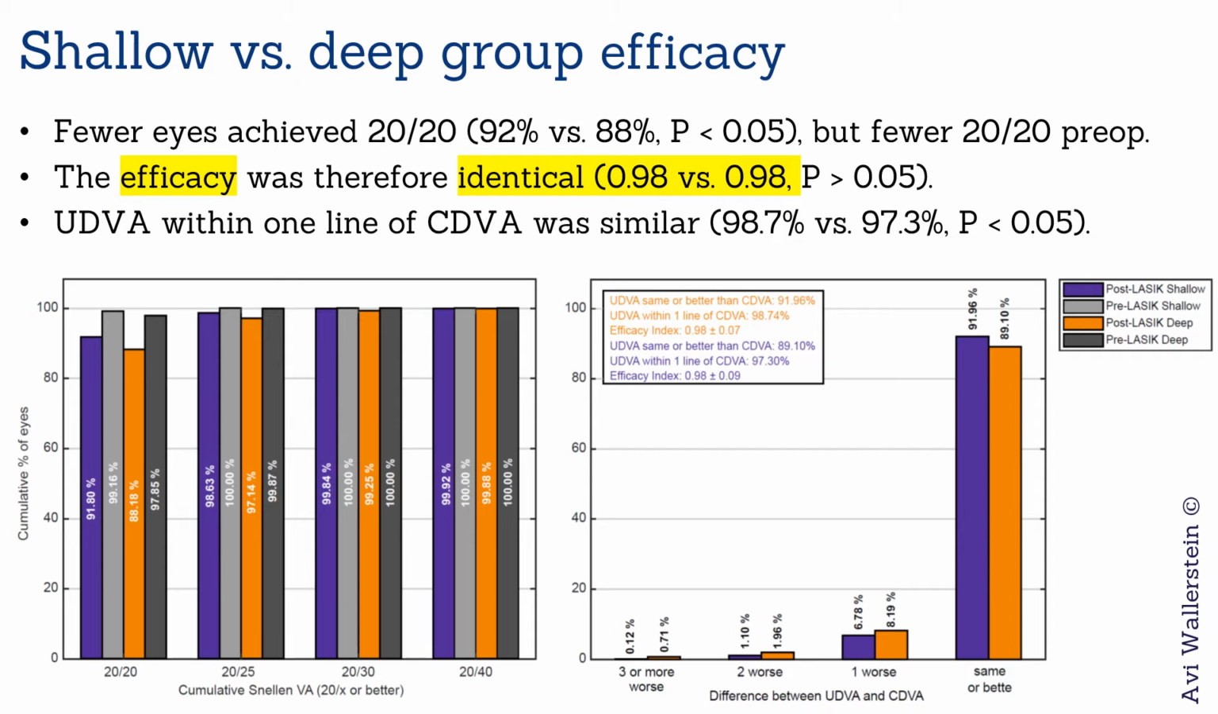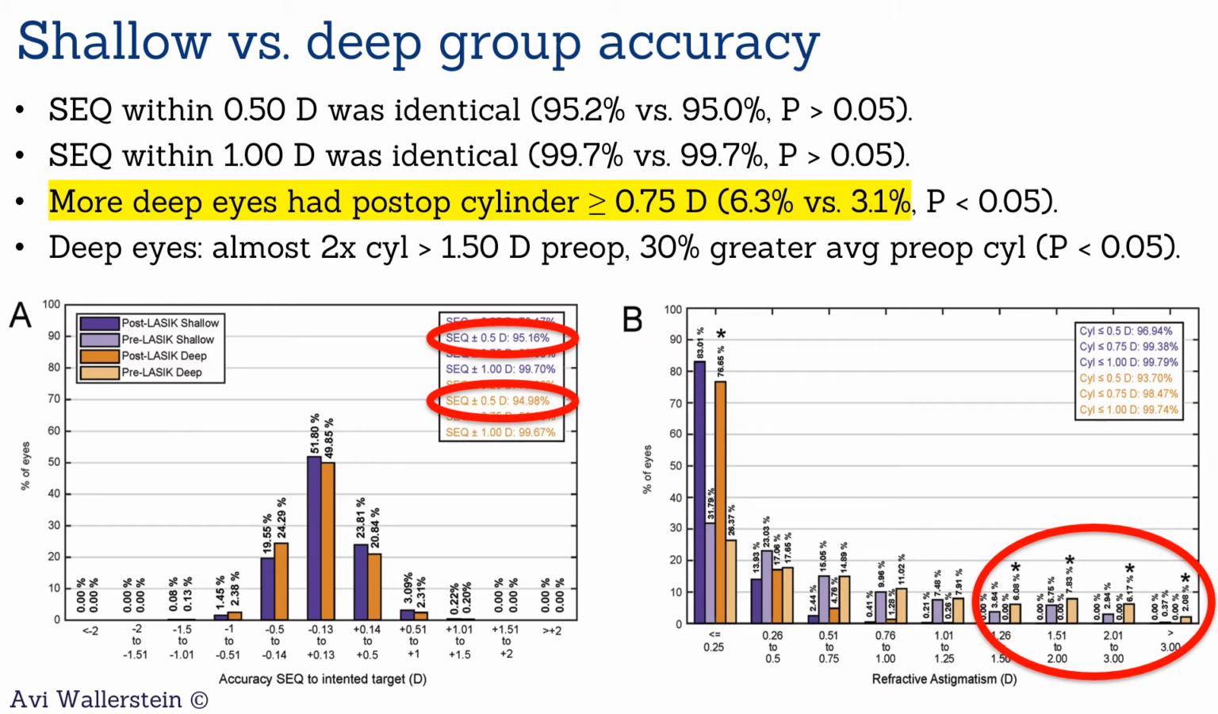The efficacy was therefore identical, as was safety. UDVA within one line of CDVA was also similar. For accuracy, spherical equivalent within half and 1 diopter were identical. 3% more deep eyes had post-op cylinder of 0.75 diopters or greater, but the pre-op incidence of high cylinder was almost twice that of the shallow group, with a 30% greater pre-op cylinder magnitude average. This is what explains the higher outlier rate in the deep group.